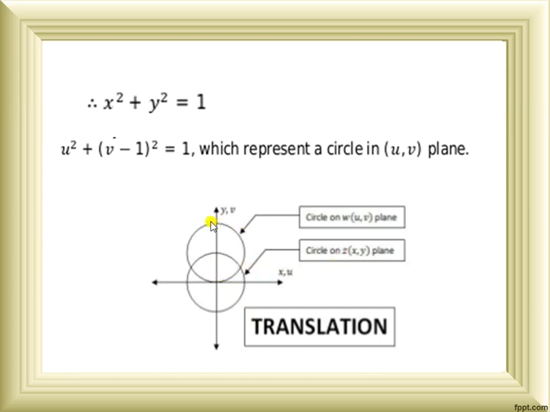Look at this sketch. This circle is in the w plane, and this circle is in the z plane. In the z plane we take the x axis and y axis, and in the w plane we take the u and v axes.